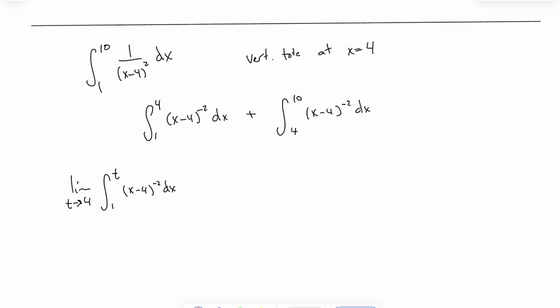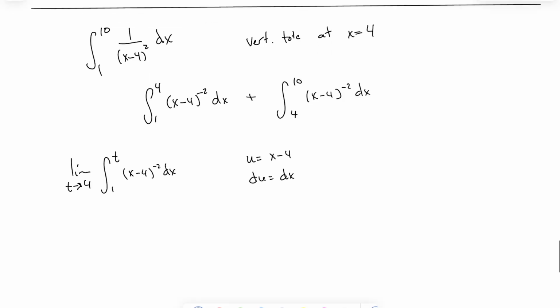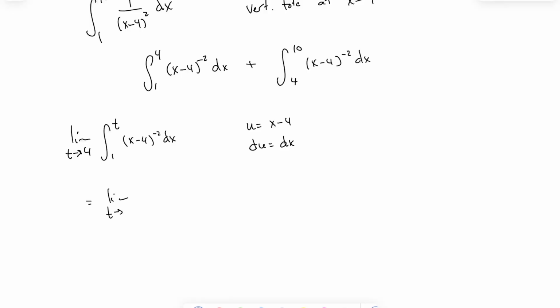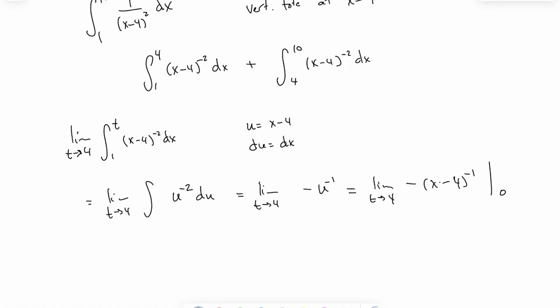And now to do this integral, you have to do this sort of baby u substitution again. u equals x minus 4. The du is just dx. And so this becomes the limit as t goes to 4 of the integral of u to the negative 2 du. Do the integral, I get minus u to the minus 1. Replacing the original variable gives me minus (x minus 4) to the minus 1, plugging in 1 to t, right? I hope I'm doing all right so far.